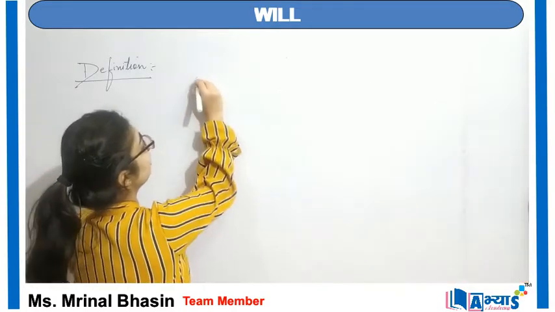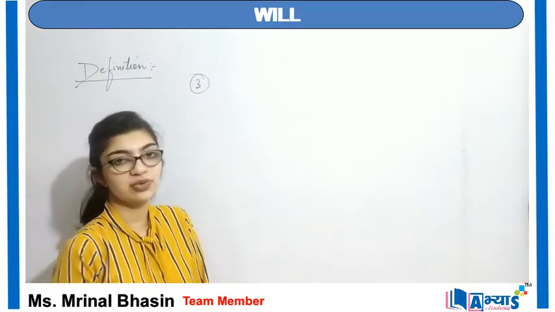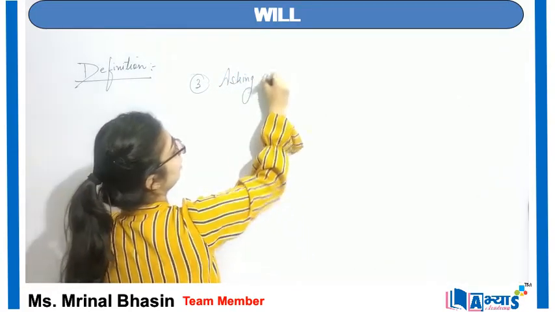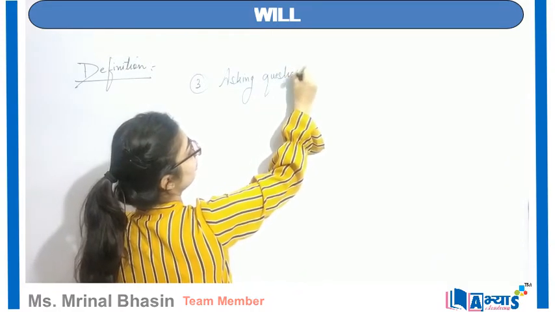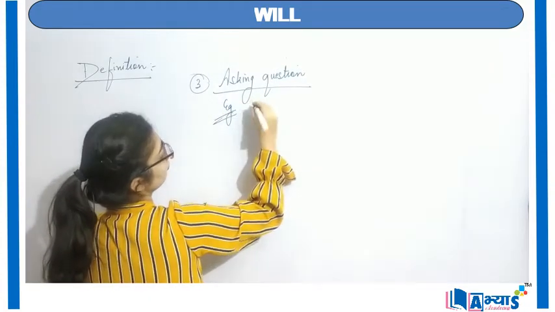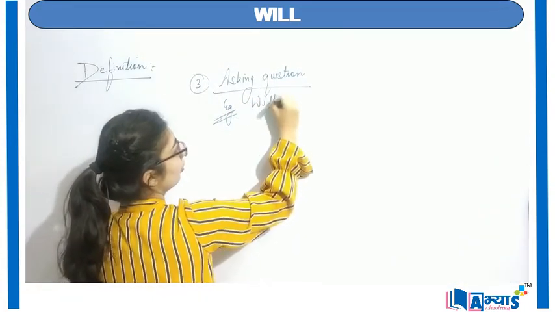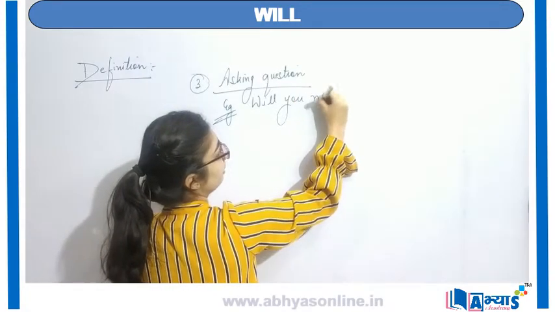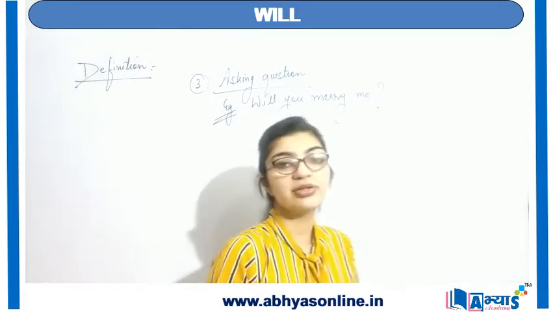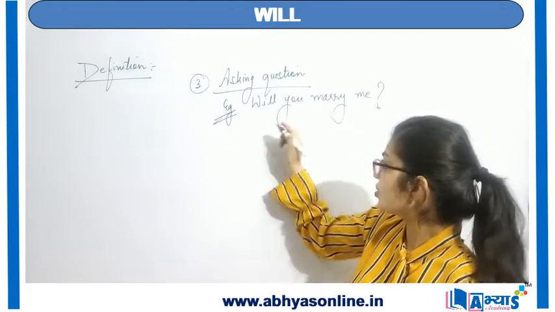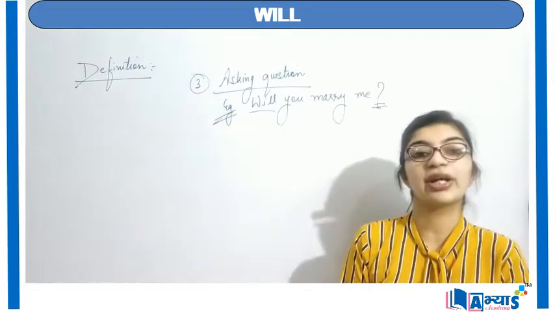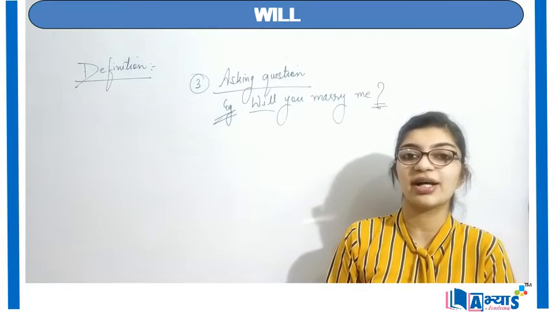So the third place where will can be used is for asking questions. An example can be, will you marry me? Now, I am asking someone to marry me. So that is a question, right? An interrogative sentence. So will is used for interrogation as well. It is used for asking questions.